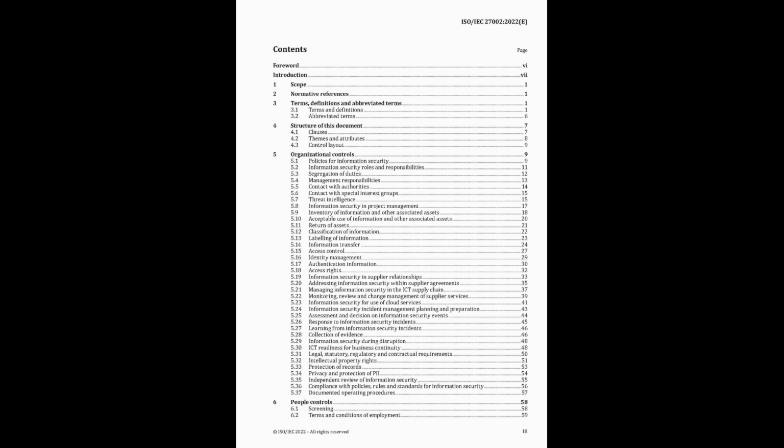Okay, 5.21 narrows the focus even more. Managing information security in the ICT supply chain. Technology-specific risks. Right. This addresses risks related to ICT products and services suppliers specifically. Think hardware, software, cloud components. The goal is protecting the integrity and security of your own information and ICT infrastructure.